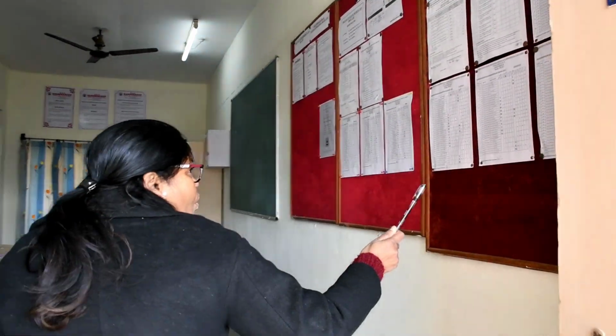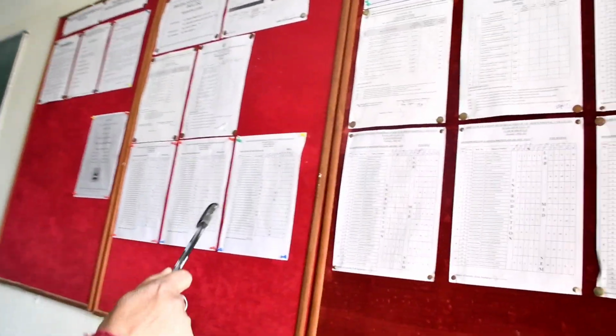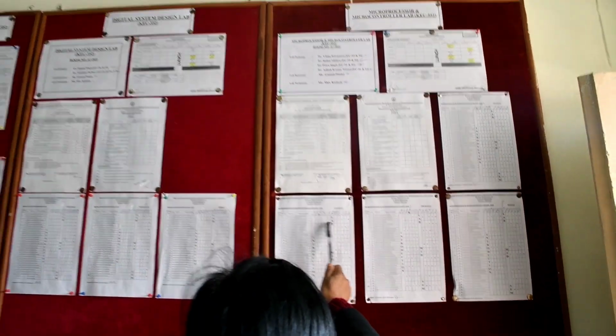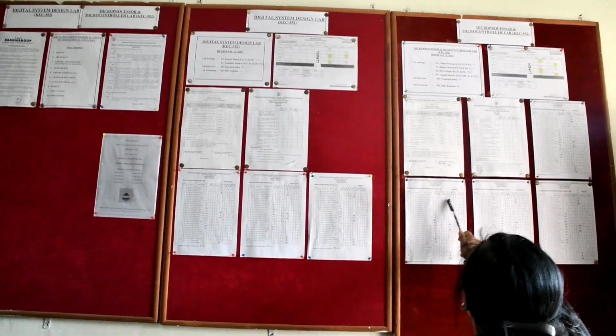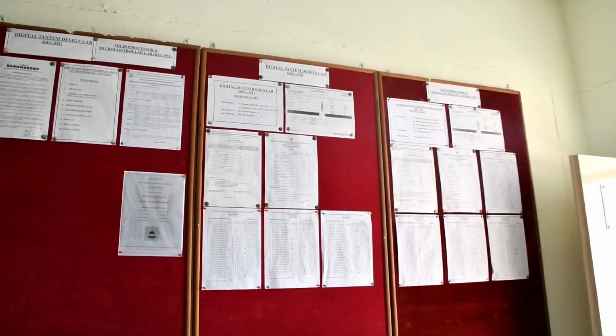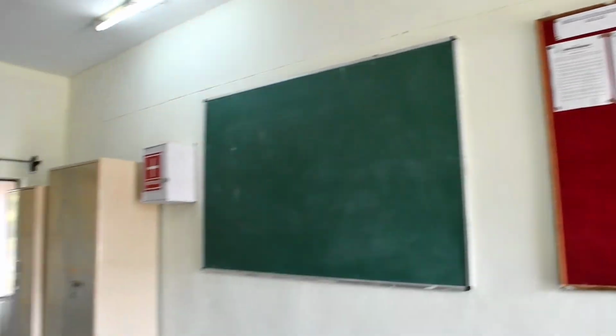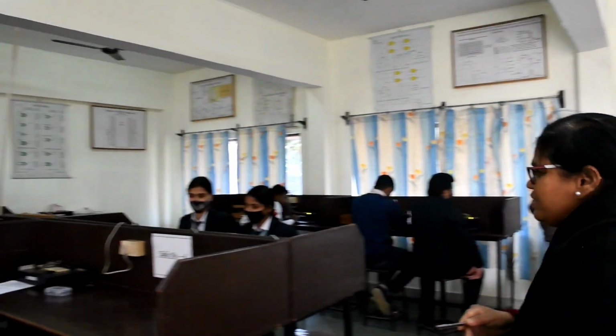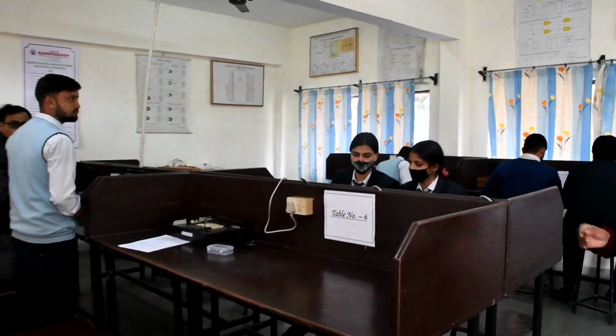This is the whole detail of the experiments performed by students, batch wise. There are 10 experiments, with mention of all the COs and POs, and this is our lab. This is a kit-based lab, the Microprocessor and Microcontroller Lab.